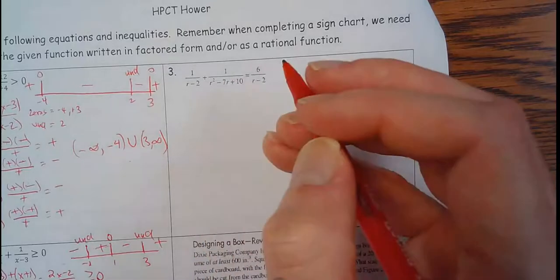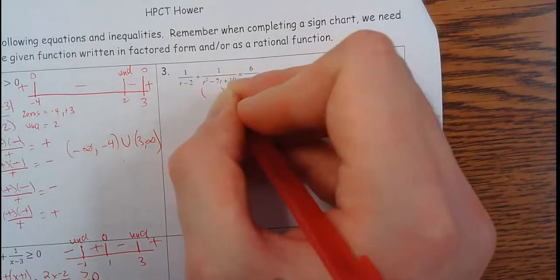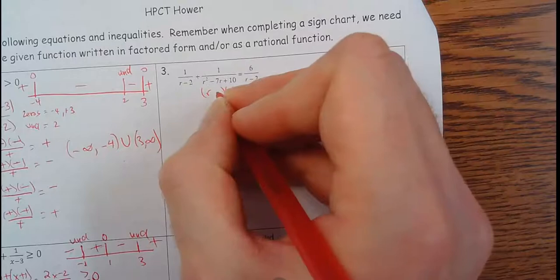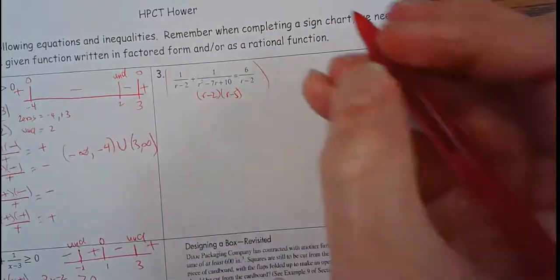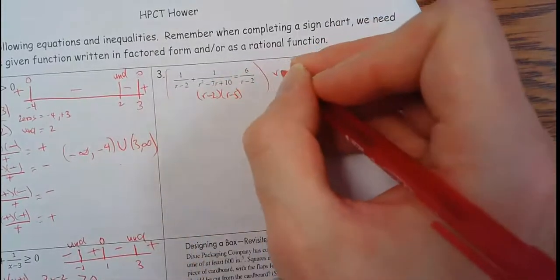But this guy here, what's the least common multiple? So let's factor this first, see what factors it has. And this looks like r minus 2, r minus 5. So I'll just multiply everything by that. That's the least common multiple.